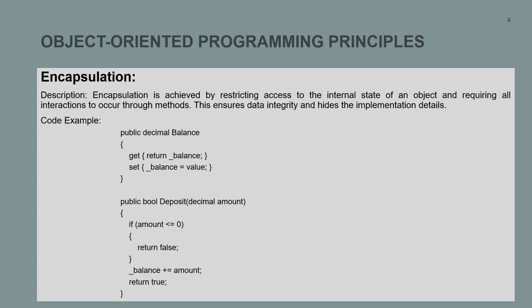For the code explanation, the deposit method ensures that the amount to be deposited is positive before updating the balance. This encapsulates the logic for validating and modifying within the object, preventing direct and potentially harmful access to the balance field, by maintaining it and updating its balance with the amount.